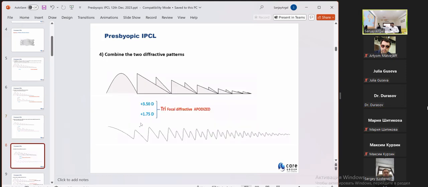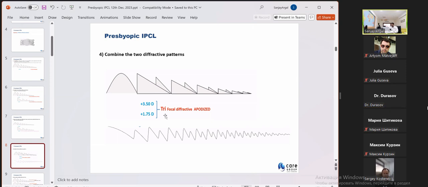Yeah, so this trifocal design looks like this structure. So you can see the first steps, which are designed for near focus and far focus. And the second structure is designed for far focus and intermediate.